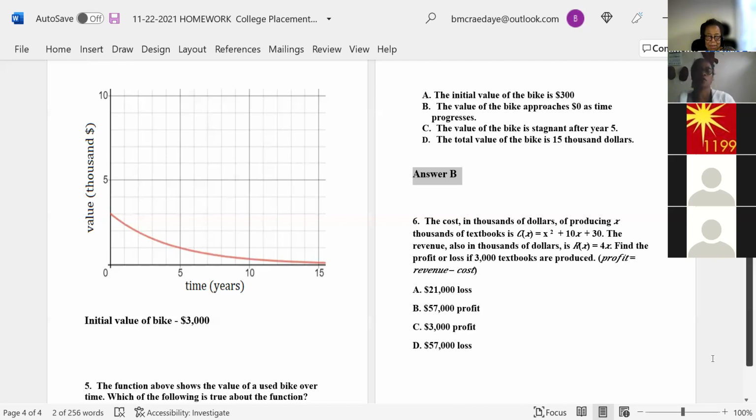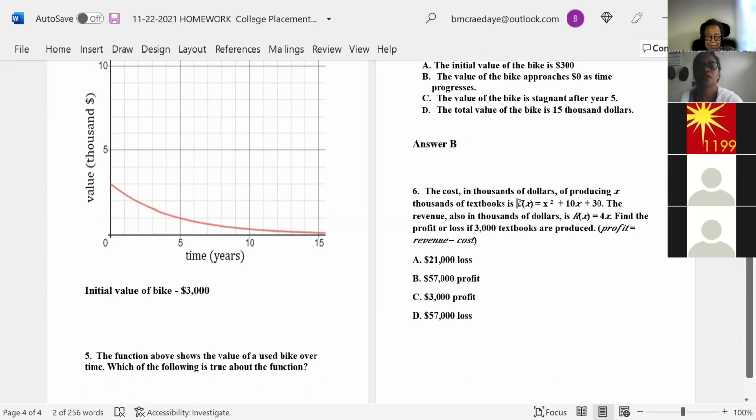Now, someone want to tell me how to find that? Okay, let me see the cost, number 6, right? There's the cost. Let's copy the cost. And remember, the X is the 3,000. All right, that's the cost. And the revenue, the revenue function is 4X, 4 times the number of thousands of textbooks sold. Okay, there's the revenue.